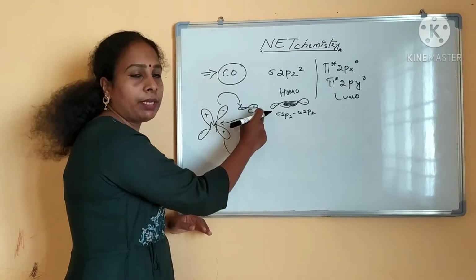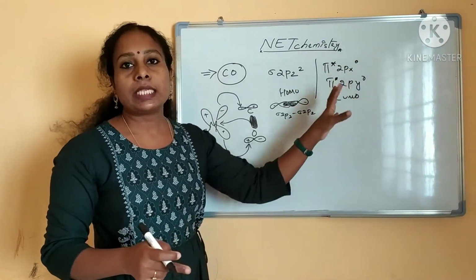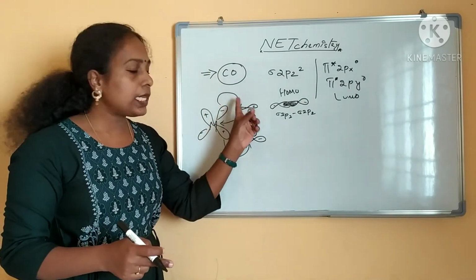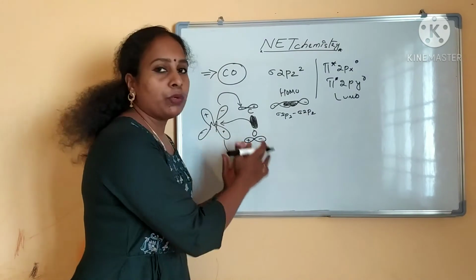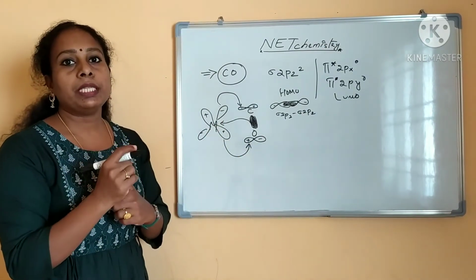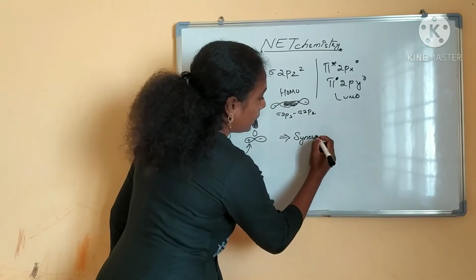So pi star is empty, right? Pi star is empty, 2px0, 2py0, both pi star orbitals are empty. So this extra metal electron density that will be receiving. See, if you see like this back bonding will be there, that like we will say a term synergic mechanism. What it is?